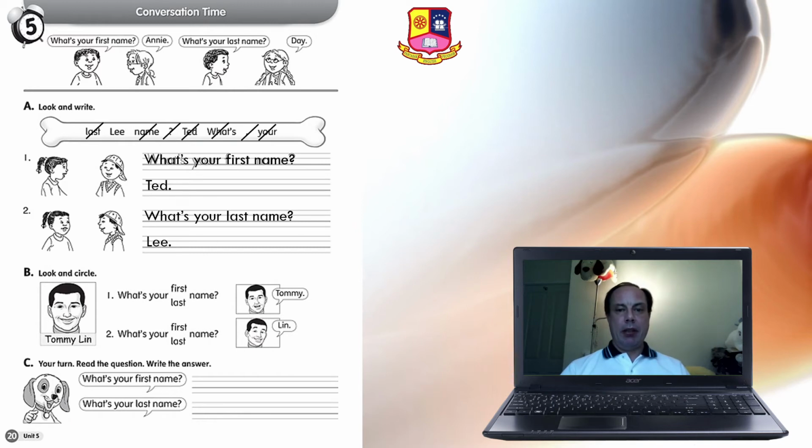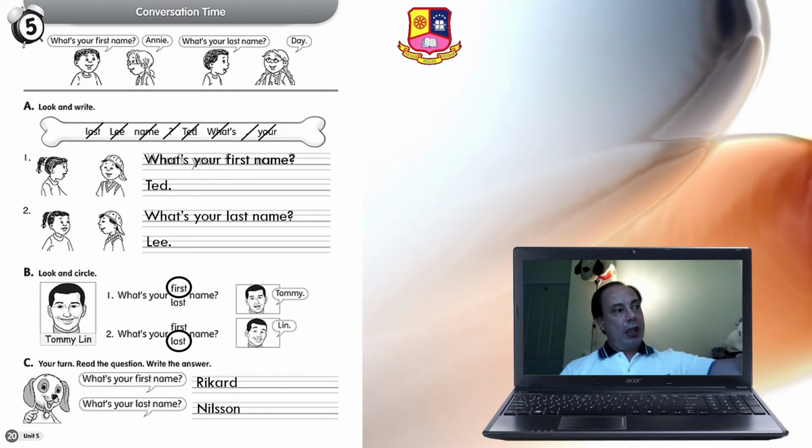Exercise B, look and circle. Number 1, you circle first. Number 2, you circle last. And exercise D, write your first name and your last name. I wrote my name, you have to write your name. So this was your homework from yesterday.